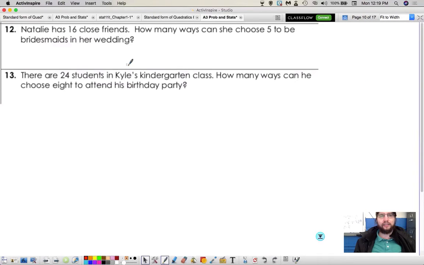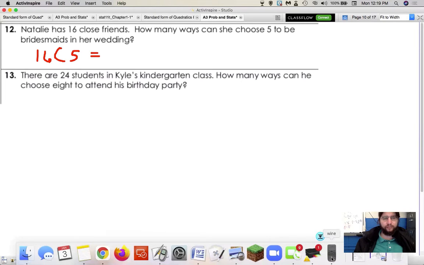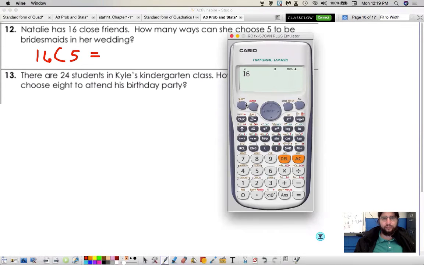So we got 16 close friends, and she's gonna just pick 5 at random for bridesmaids. So 16 C5. It's not the top bridesmaid and the bottom bridesmaid, it's just, I'm picking 5 bridesmaids. So the order does not matter. $4,368.